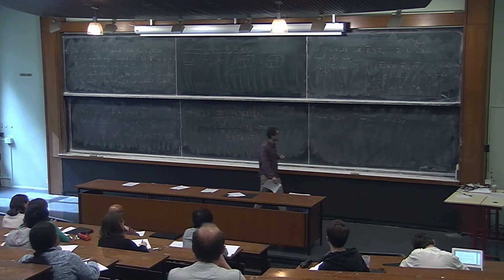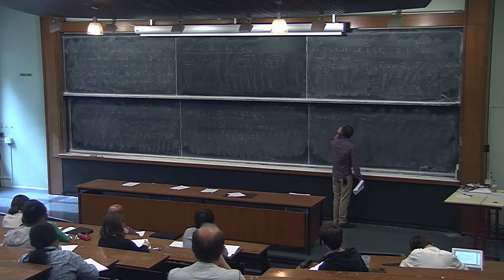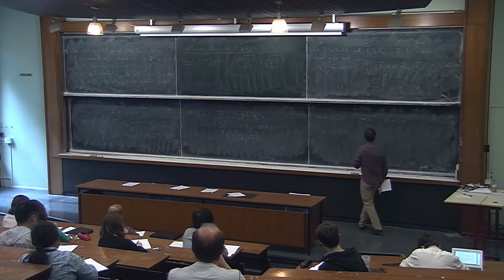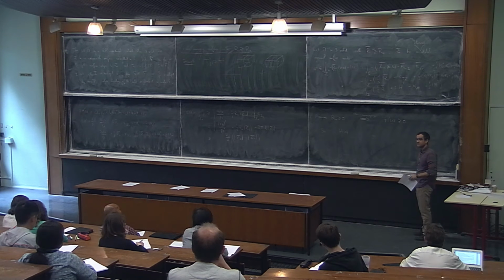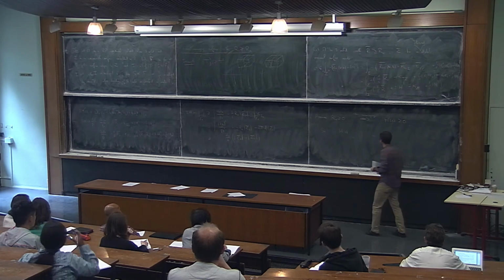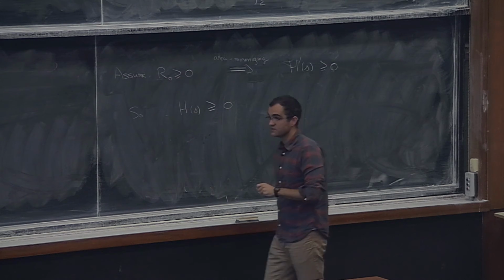Okay. So H of S, H of 0 is the mean curvature of sigma naught. Sigma naught is minimal, so H of 0 is equal to 0. So I get that the mean curvature is non-negative.